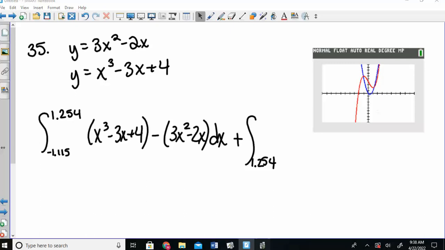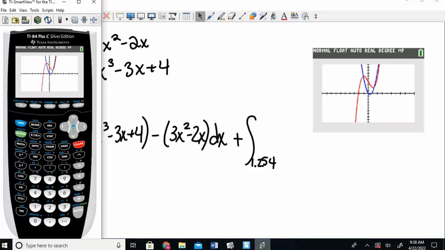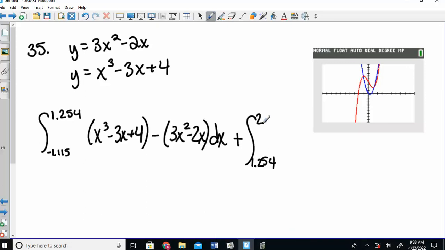So go to second, trace. See if mine will work yet. Intersect, number 5. First curve, enter. Second curve, enter. Guess. I need to go past this point. It's way up here where they meet, so I'm just going to keep going up a little bit and hit enter. And it tells me that point is 2.861.